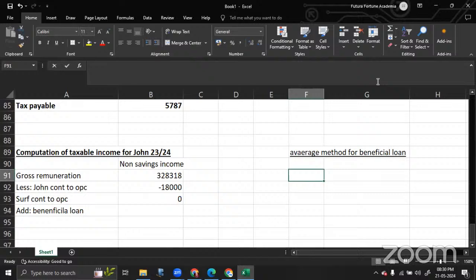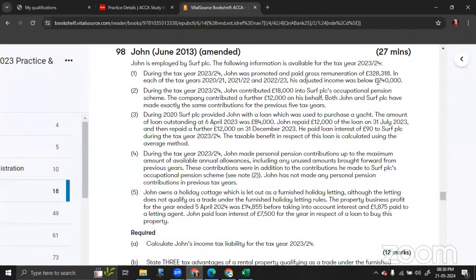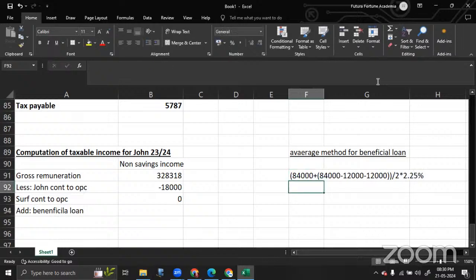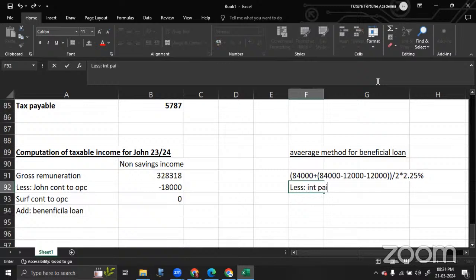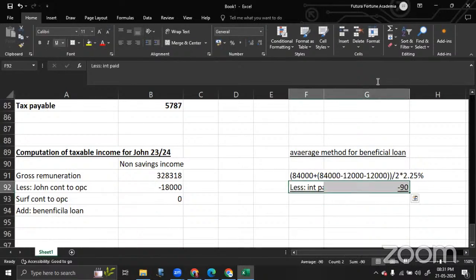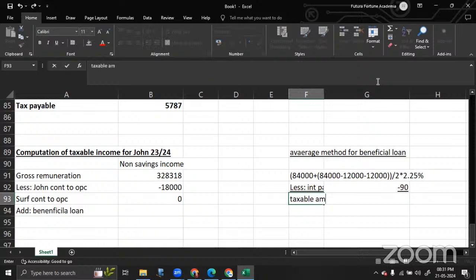So which is equal to the opening balance. The opening balance at the start of the tax year was 84,000 plus the closing balance. So out of 84,000, there were 2 repayments, so minus 12,000 and again there was a repayment of 12,000. So that is the closing balance, divided by 2 into 2.25%, less interest paid of 90. So you'll finally get your taxable amount.